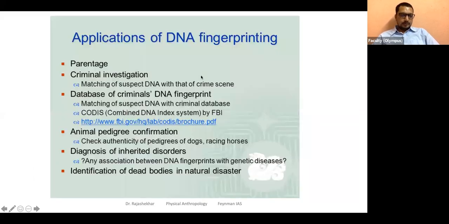Okay, first let me, so we can definitely use DNA fingerprinting for criminal investigations, matching suspects' DNA in the crime scene, as we have just talked about. Also, we can use it for solving paternity cases. DNA fingerprinting has a great use in solving paternity cases. Okay, we have this topic in the syllabus, paternity testing. How are paternity testings done?